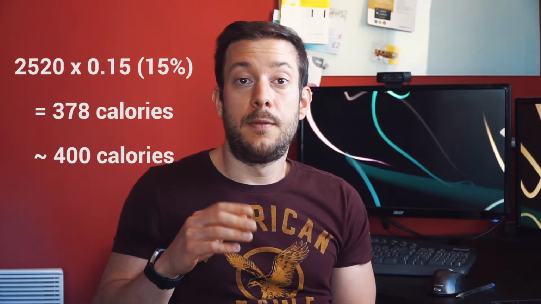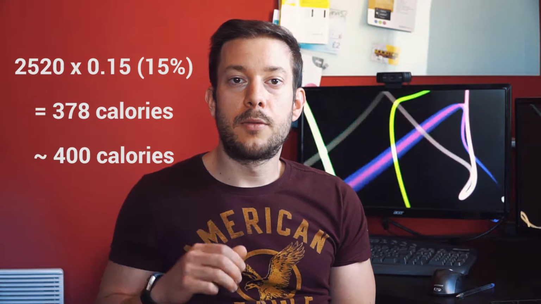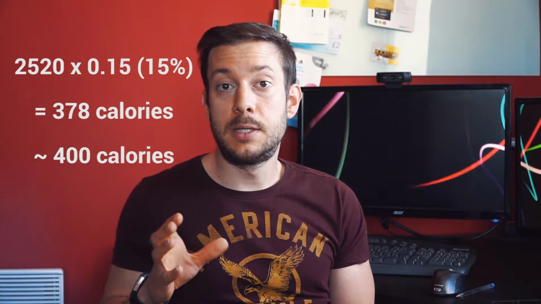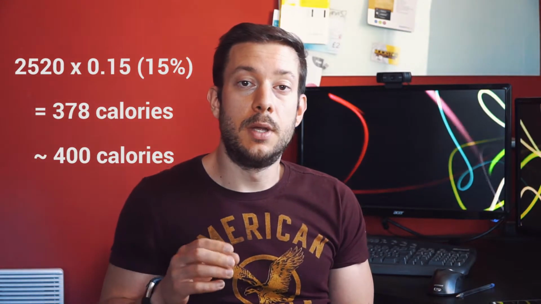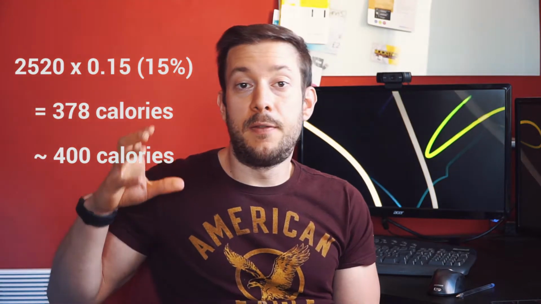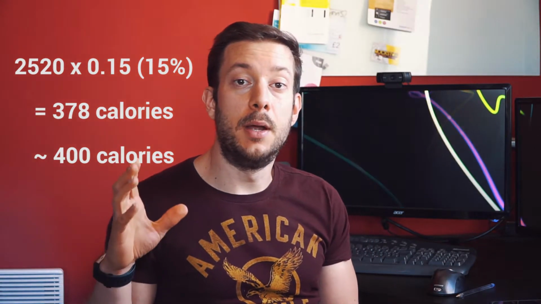So from that we can then work out the calorie deficit, how many calories he needs to be eating per day to lose weight. So remember, 10 to 20%, if I go for in between, 15%, 2,520 times 15% is 378 calories, which is roughly 400. So for that person, they would be in a 400 calorie deficit per day by doing that.